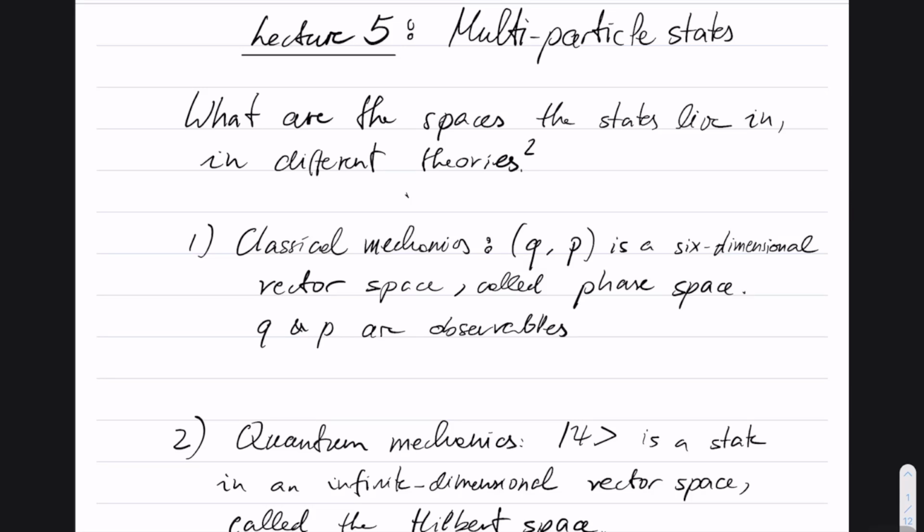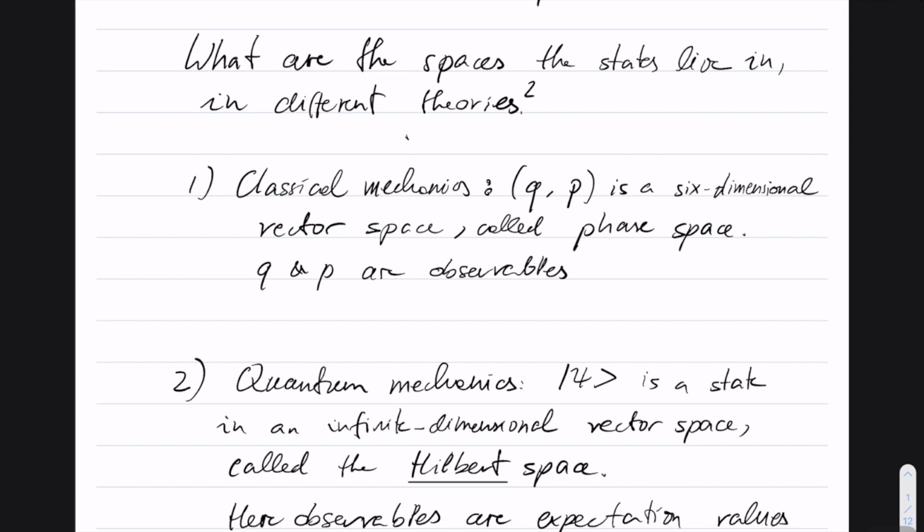Okay, let us talk about multiparticle states. First of all, let's remember the typical spaces in which states in different theories that we have looked at so far live. Classical mechanics, for now, has states that are positions and momenta, and they live in a six-dimensional vector space called the phase space, as we said, right?